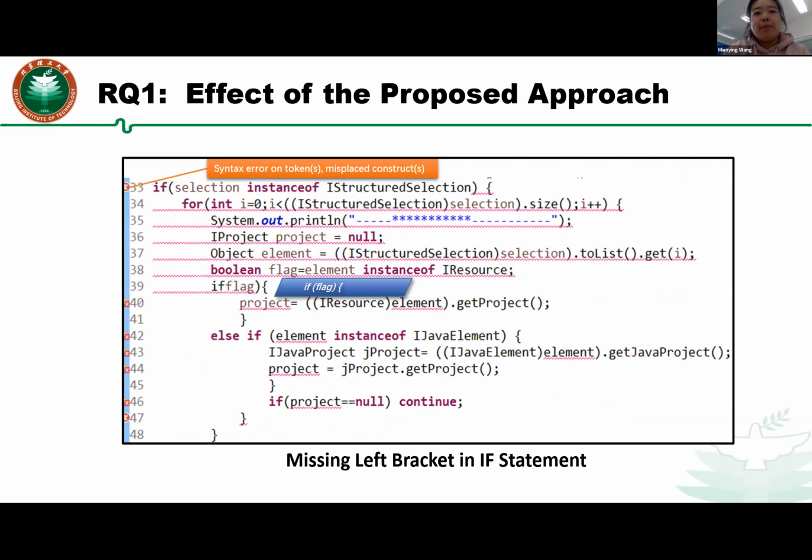Another example is about the missing left brackets in if statement. We delete the left bracket on line 39. Instead of pointing out directly to the mutated if statement on line 39, the compiler refers to all of the source code within the enclosing if statement from line 33 to line 39 as illegal statements.